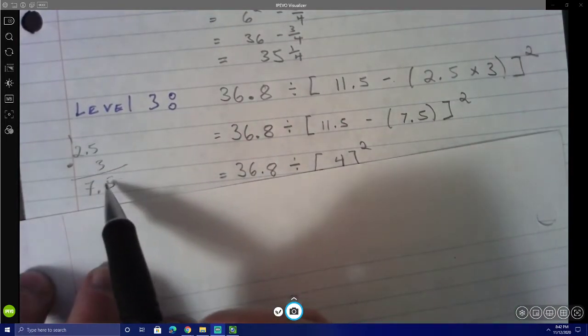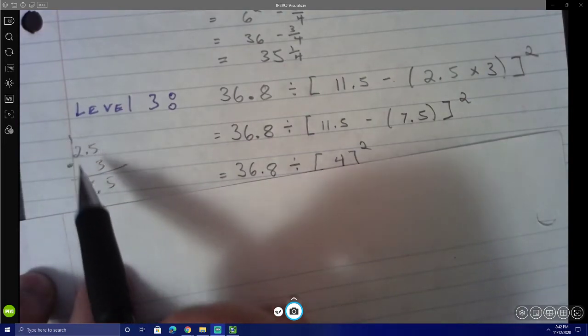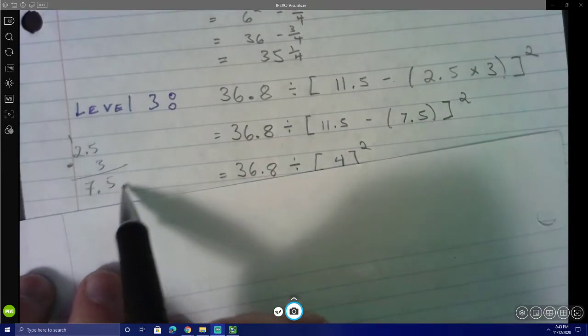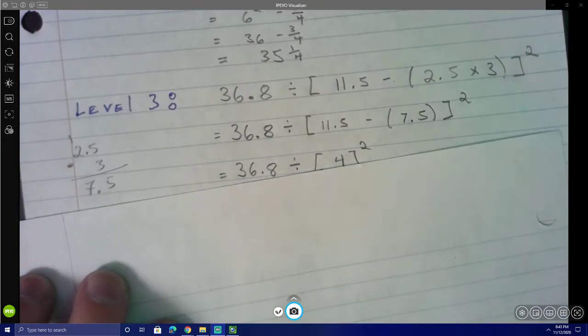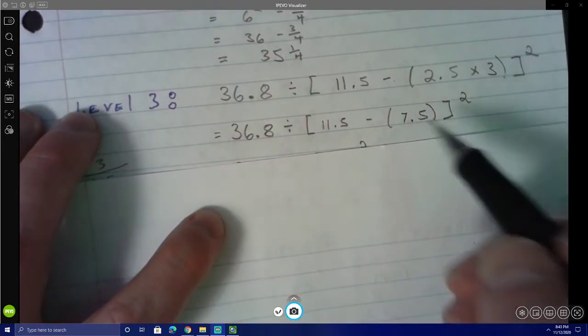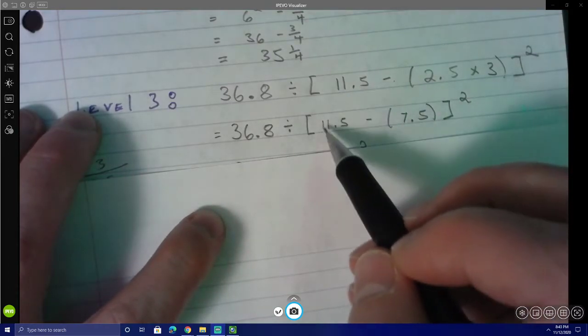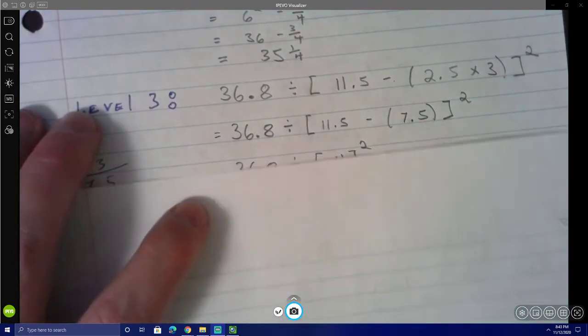3 times 5 is 15, and then 3 times 2 is 6 plus 1, so I got 75. But I did have 1 decimal spot, so I know I had to move my decimal over and put it right there. And that's how I got my 7.5 here. The rest is all the same. My exponent is still there, my 11.5 minus my parentheses, and then I still have my division of that decimal.